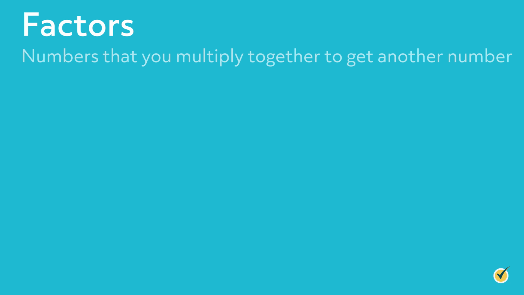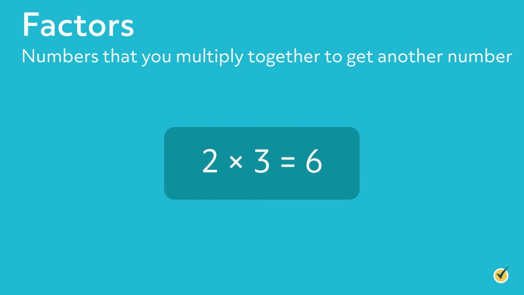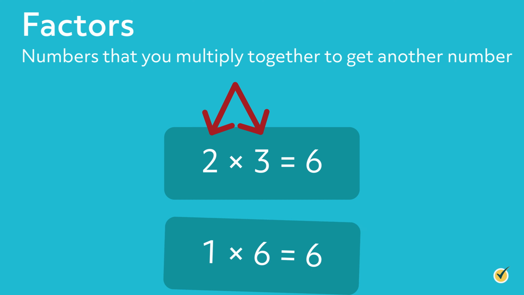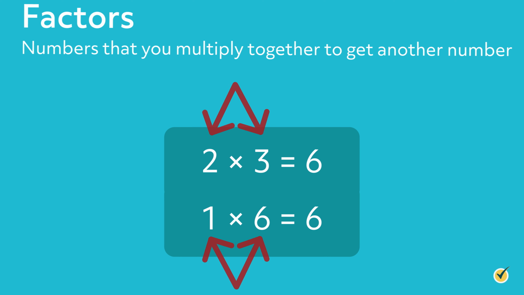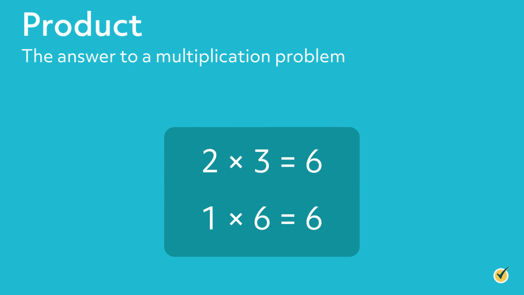First, factors are numbers that you multiply together to get another number. For example, in the equation 2 times 3 equals 6, 2 and 3 are factors of 6. 1 times 6 also equals 6, so 1 and 6 are factors as well. The answer to a multiplication problem is called the product. In the examples given, 6 is the product of 2 times 3 and 1 times 6.